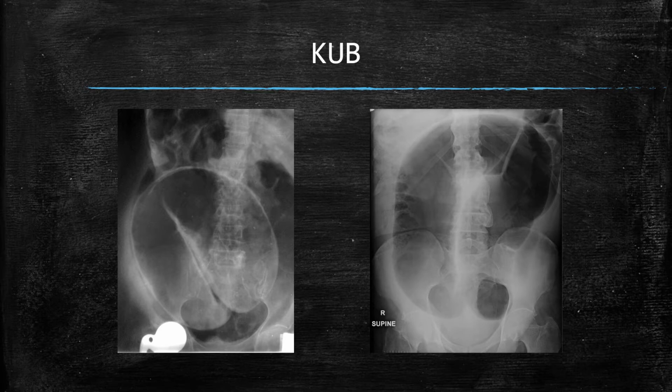Oftentimes, the first study obtained is a plain film of the abdomen. The classic finding is the so-called bent inner tube sign, which shows the dilated colon pointing up towards the right upper quadrant. Unfortunately, this classic finding is only seen in about 60% of the cases. Other ominous findings on KUB would be pneumatosis, which would suggest impending bowel perforation.